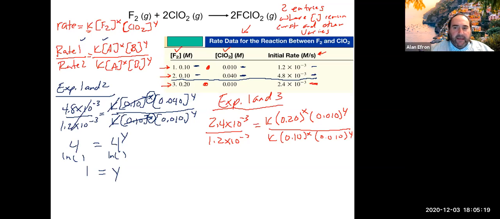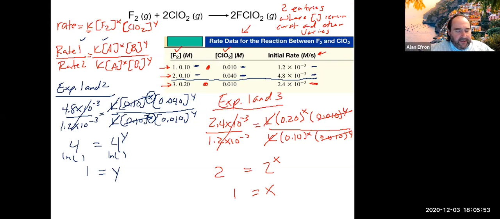And now we can do the same thing. When we divide this one, it is going to equal 2. Same idea here. Don't know what K is, but it should be the same. When we divide our next guy, we will also get 2 to the X. And again, we already know that this guy is going to be the same. And if we do the same thing, you can take the natural log of 2 and divide it by the natural log of 2. You will see that X is equal to 1. So the order here with respect to F2 is 1.